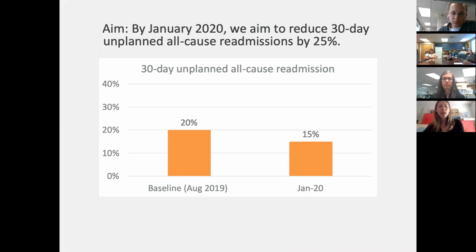So when you take a look at this, what do you think? Do you think that this team made an improvement? I'm just going to pull up a poll. What do you guys think? Do you think this team made an improvement based on these results?